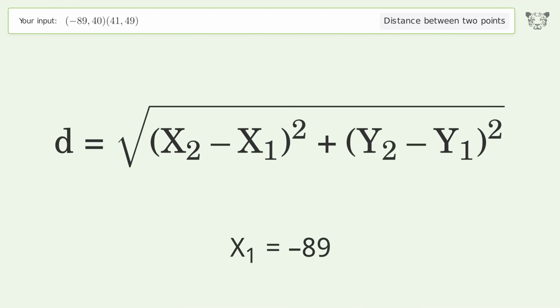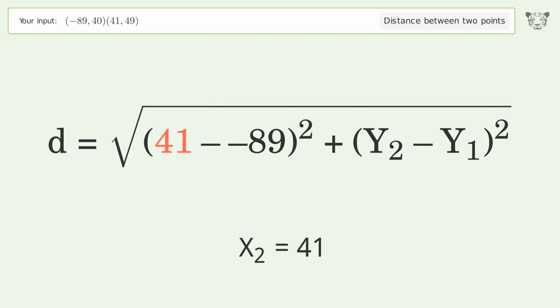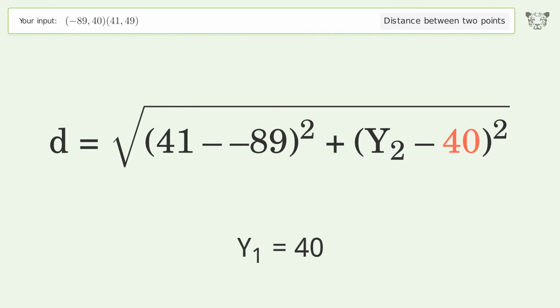x1 equals -89. x2 equals 41. y1 equals 40. y2 equals 49.